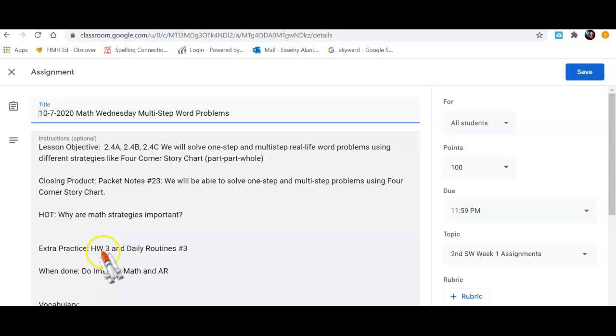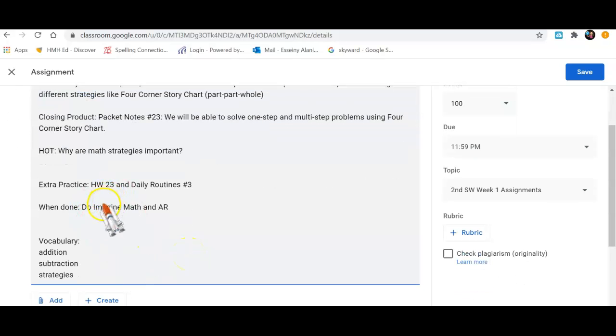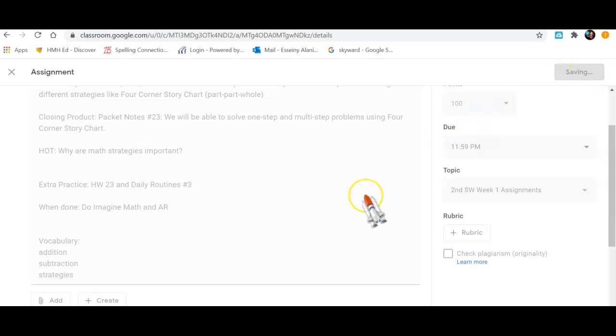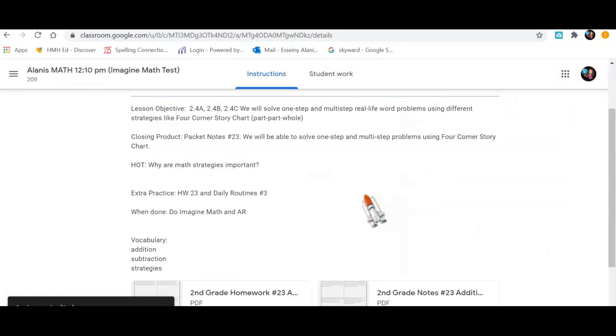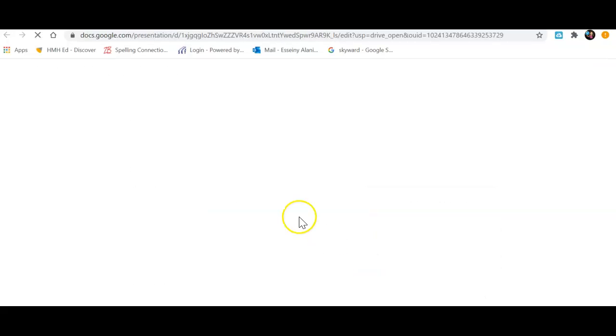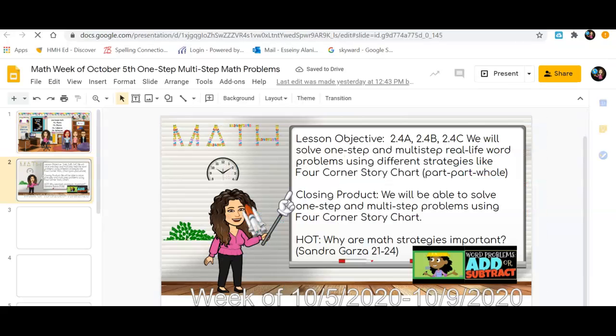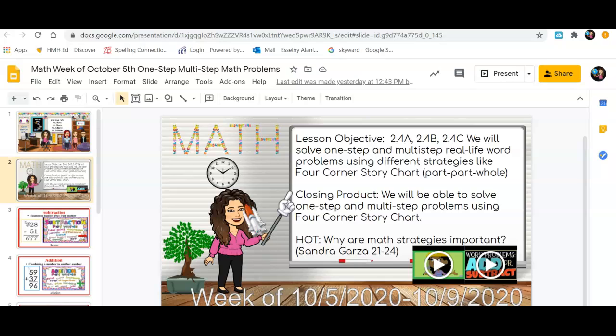We also have homework 23 and daily routines number 3. When we're done, we can do Imagine Math and AR. Our vocabulary words are addition, subtraction, and strategies. So remember, our lesson objective: we will learn one-step and multi-step word problems. And you can look at these 2 videos if you need more practice.